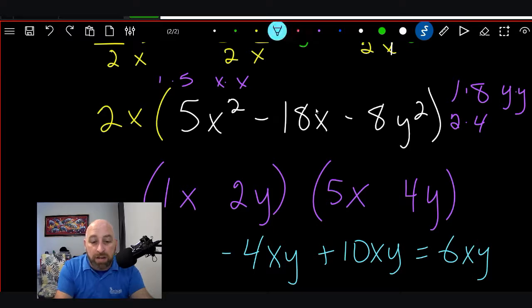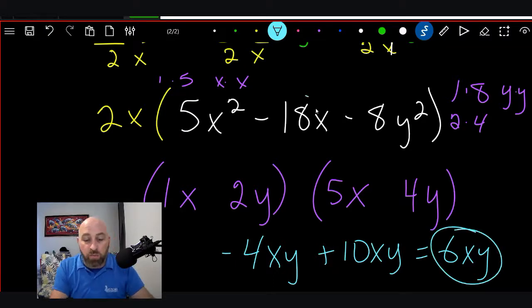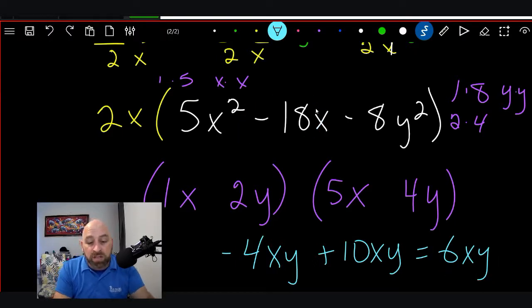Why not? Because we already had the wrong answer. Okay, that 6xy didn't match that no matter if it was positive or negative. So switching the signs is not going to be enough right here. So let's keep those just positive, negative for right now. So what do we need to do? Well, we need to switch something else.